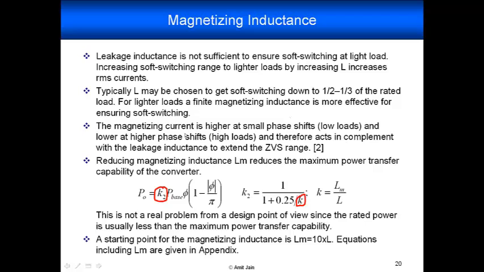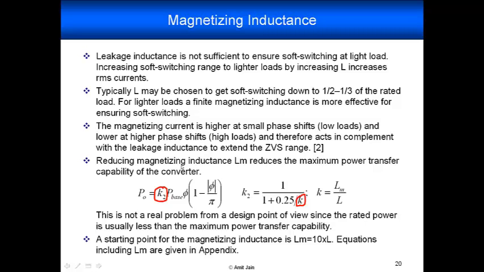So what happens is at low loads the phase shift is small and the magnetizing current is also small. As you increase the phase shift for high load, the magnetizing current value goes down. So at high load magnetizing current is lower and you're relying more on the leakage inductance. At light load the leakage inductance is not able to help you, but you have higher magnetizing current, so you get the benefits of both magnetizing current and leakage inductance.